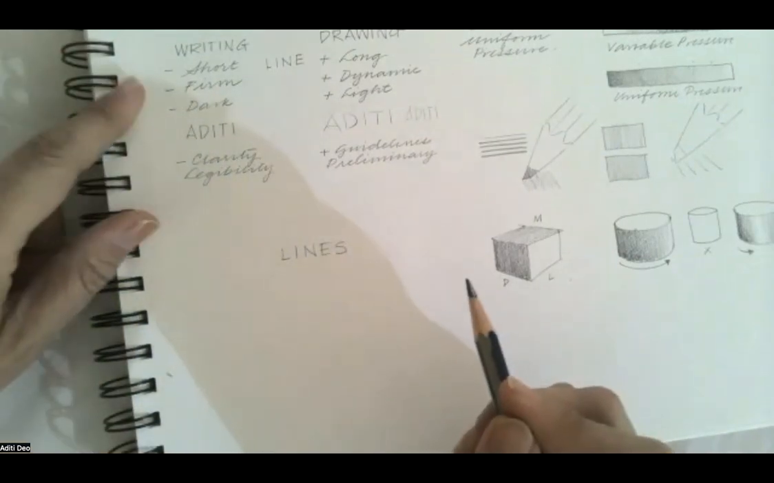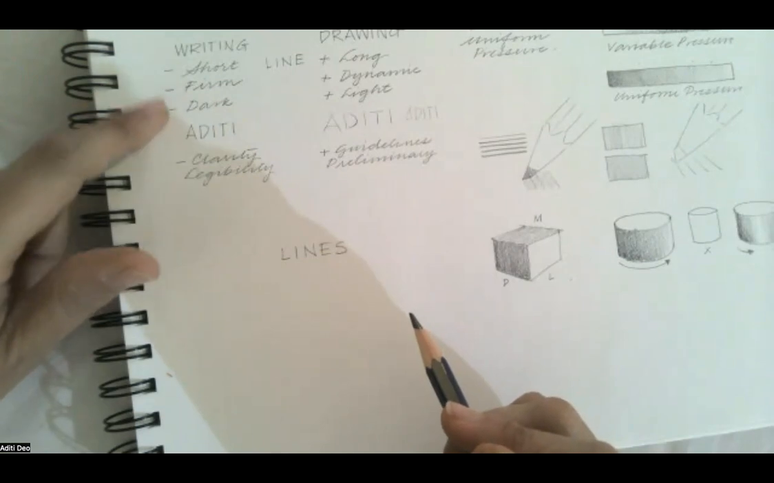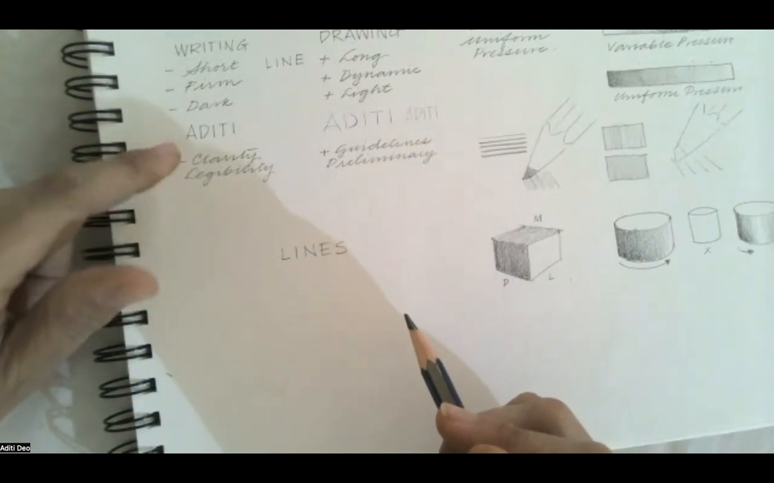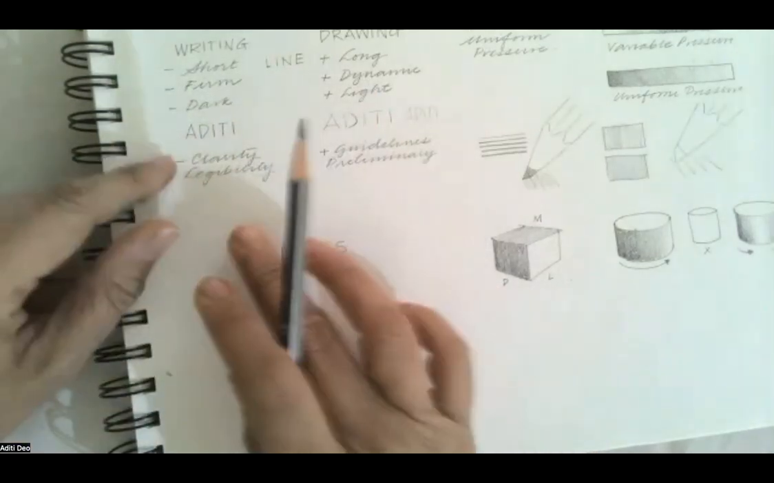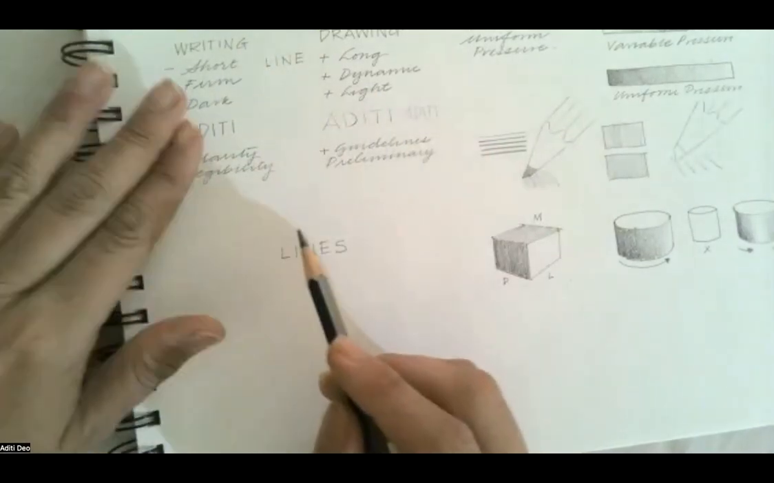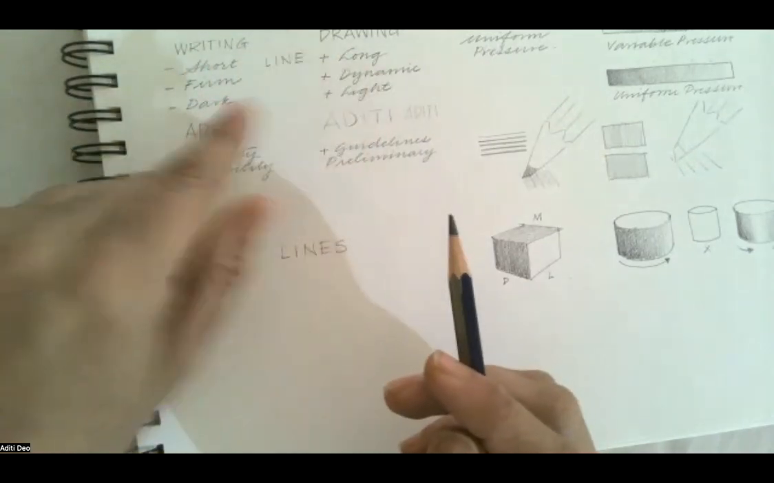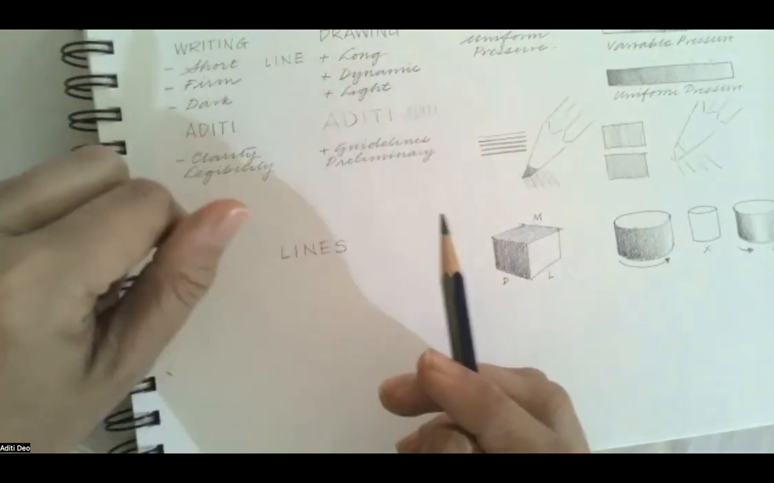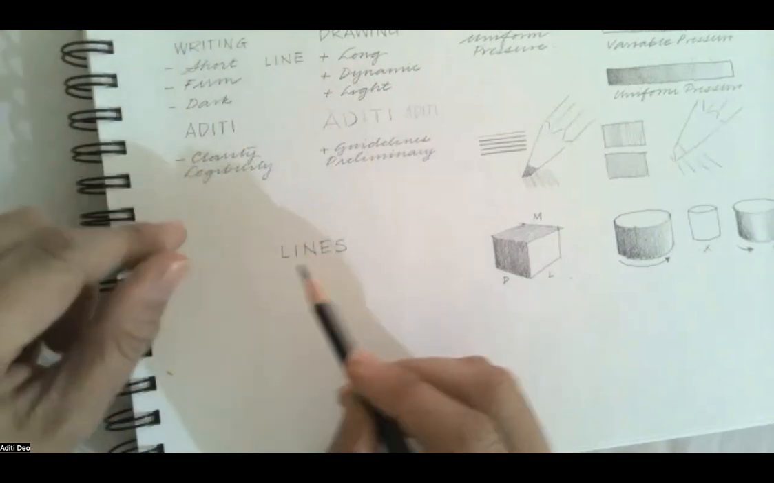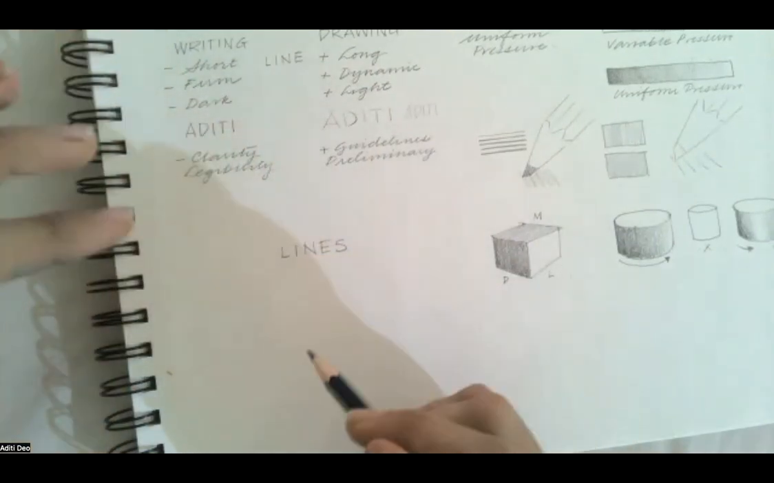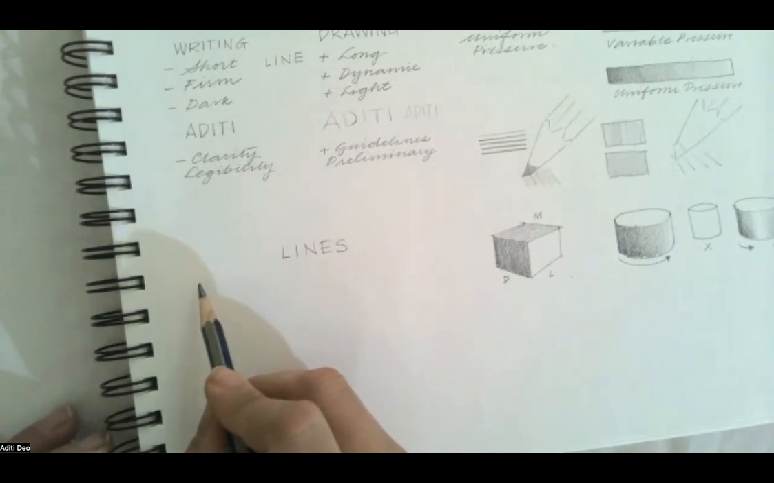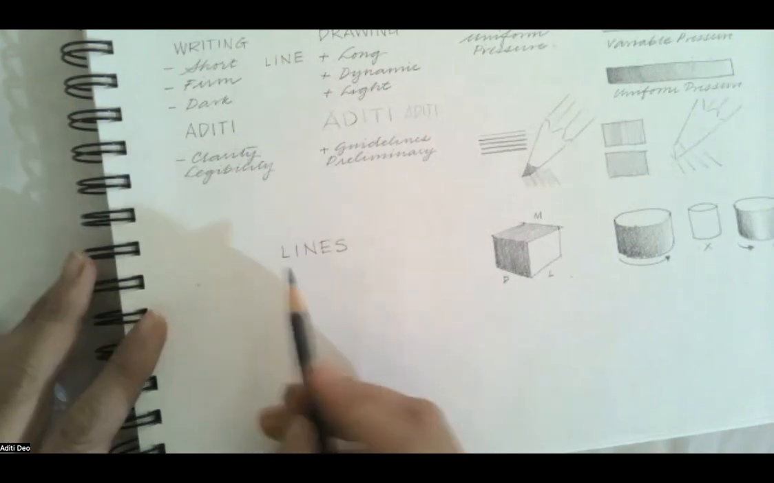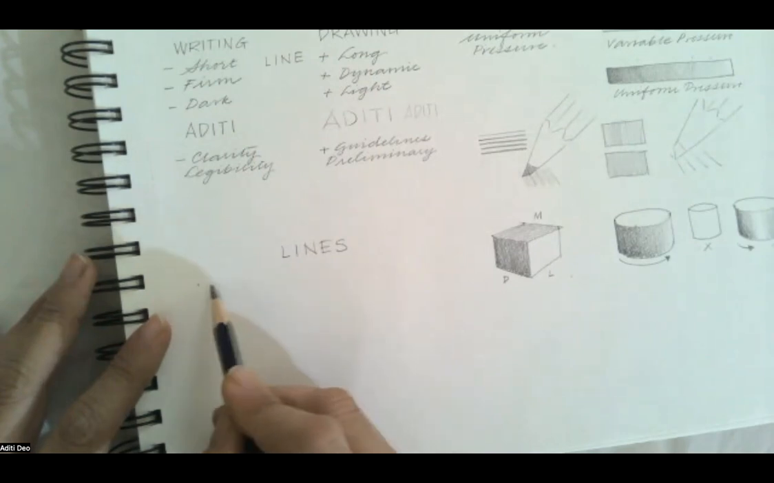Now, like we said, we have certain short, firm, dark lines for clarity and legibility in writing. When we move from writing to drawing, and we have to change short to long, firm lines to dynamic, dark to light, it starts becoming a little difficult for beginners because you're unsure. So our first step is to draw lines which are short and which are strung together.